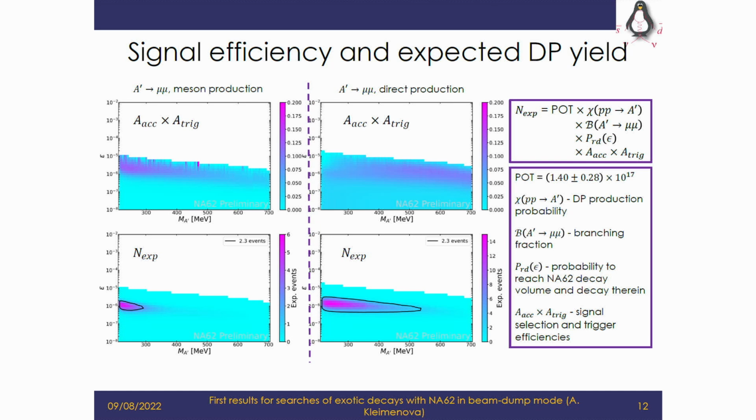And finally, we accounted for the signal selection acceptance, geometrical acceptance, and the trigger efficiencies. And here on this slide, I show you the selection and trigger efficiencies separated by the production, and the expected yield separated again by production. And you can see that in case of acceptance and trigger efficiency, we have a dependence on the mass and the coupling in both cases.